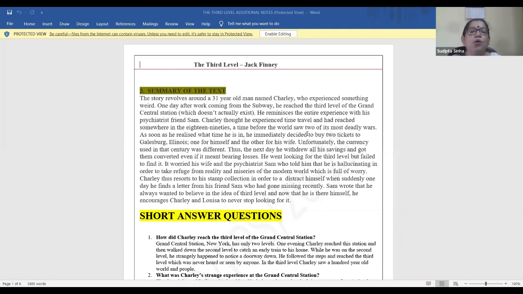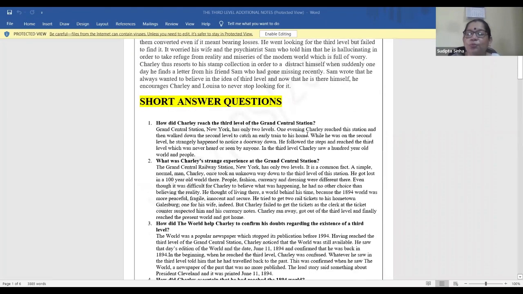Sam wrote that he always wanted to believe in the idea of third level, and now that he is there himself, he encourages Charlie and Louisa to never stop looking for it. This is how the story abruptly ends. But this is where we expect the children also to go through it.